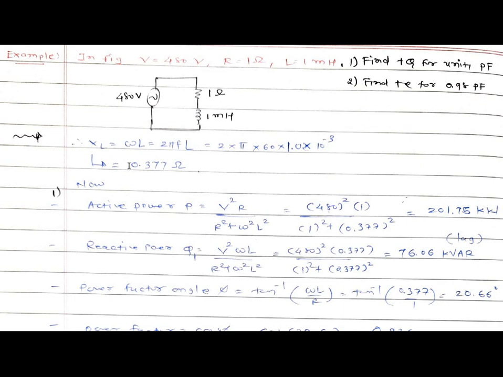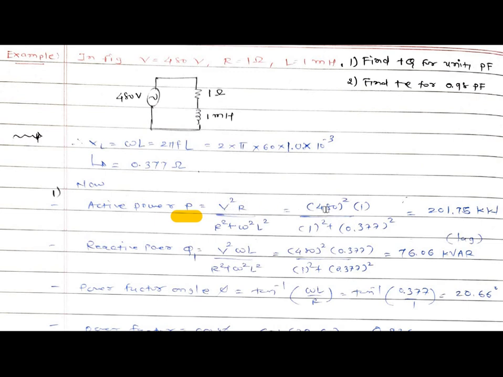So our XL will be 0.377 ohm. The value for the inductive reactance is 0.377 ohm. Now first of all we have to calculate the active power P. The equation for the active power is V square R divided by R square plus omega square L square. Now put all the values in this equation.